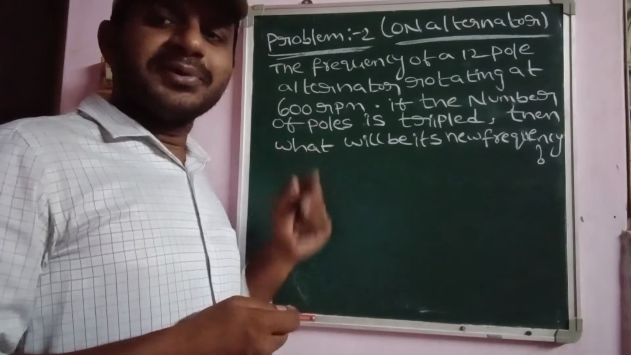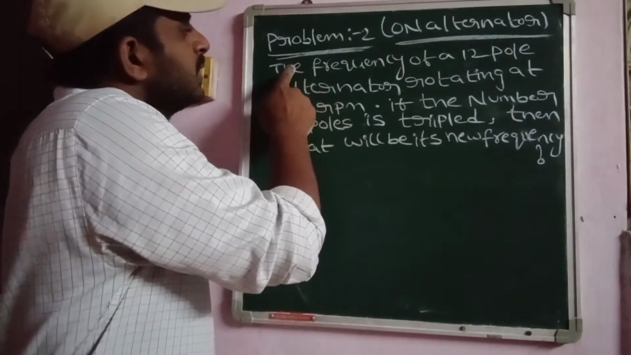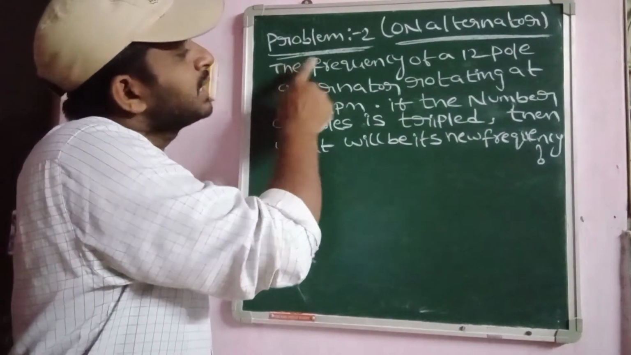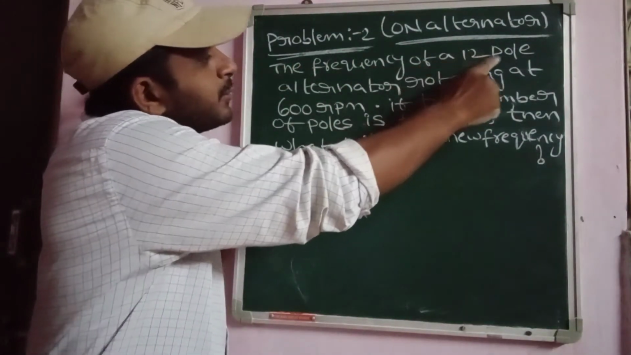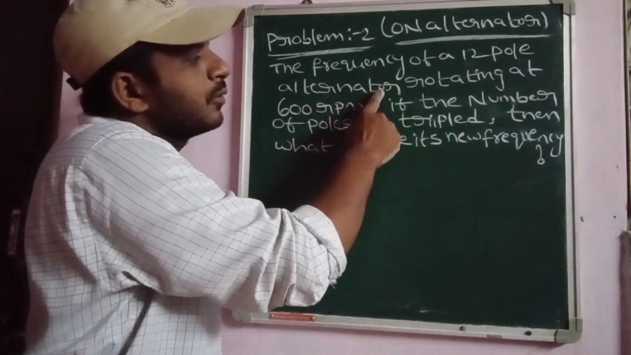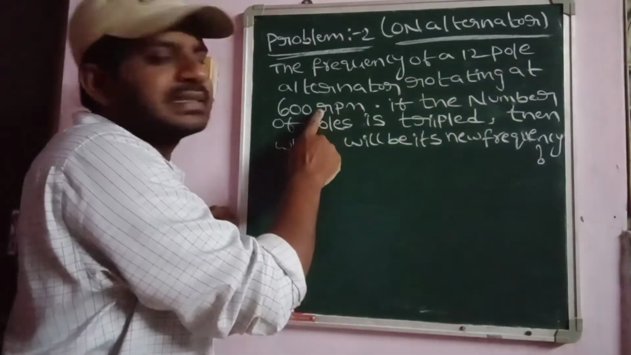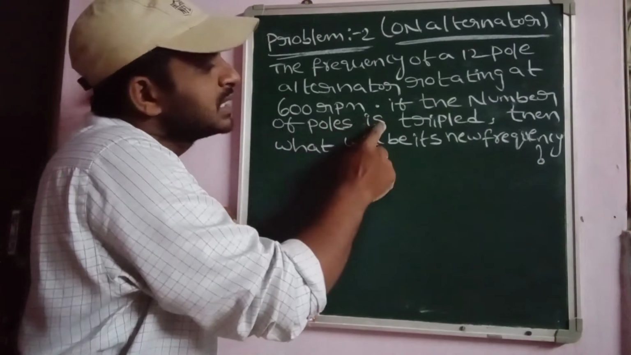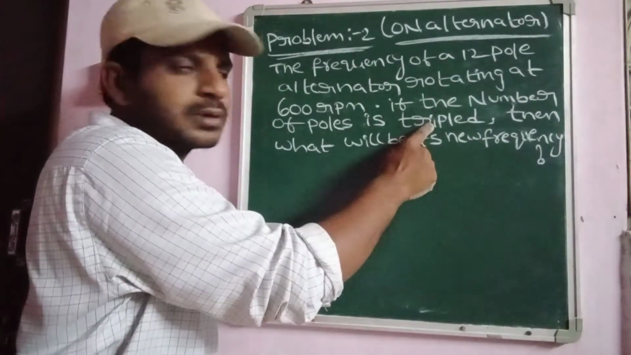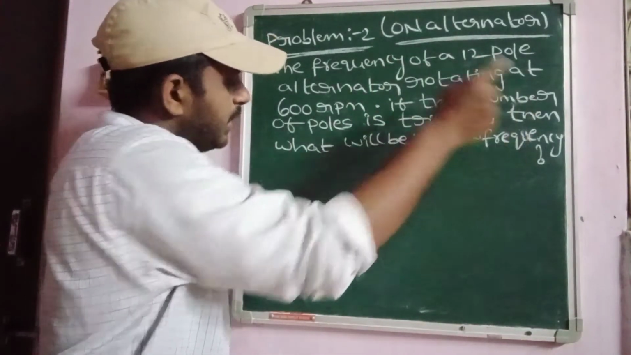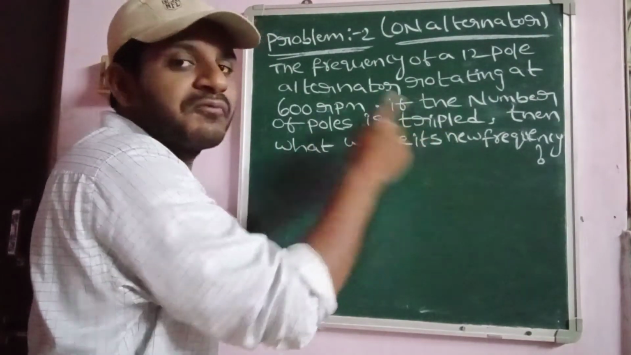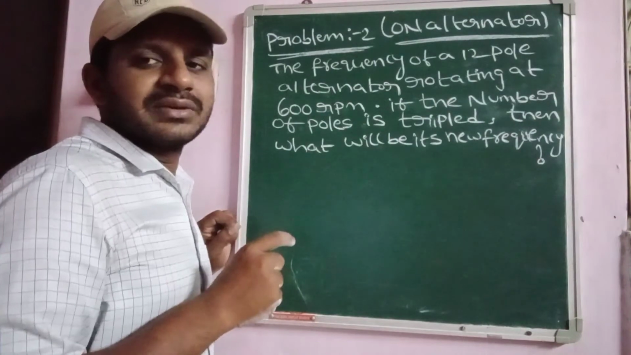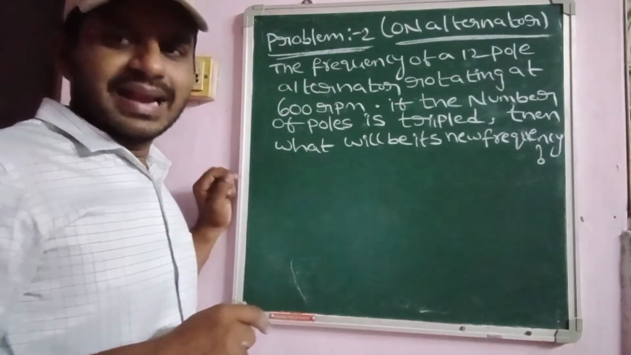Coming to this problem, the question will be given like this: determine the frequency of a 12 pole alternator rotating at 600 rpm. If the number of poles is tripled, then what will be its new frequency?